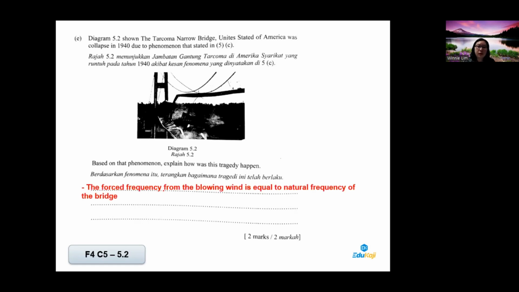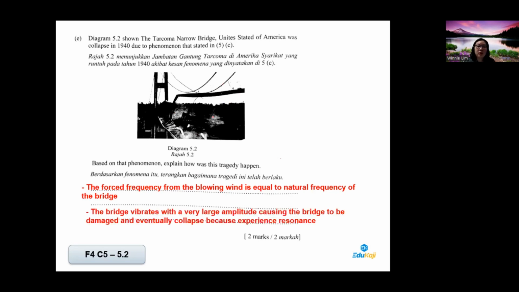Okay, so you see the forced frequency from the blowing wind I mentioned just now is equal to what? Natural frequency of the bridge. And therefore, the bridge vibrates at what? Maximum or very large amplitude. And eventually, it will collapse due to resonance.